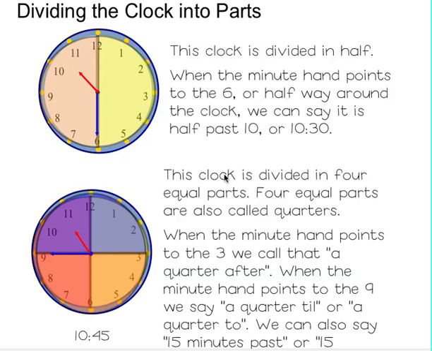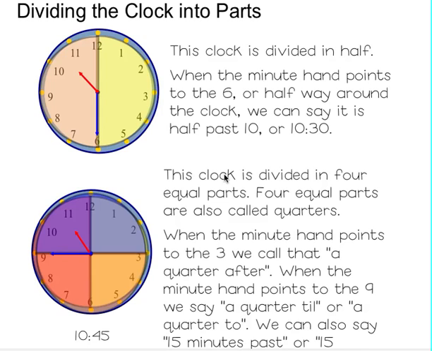Before and after the hour. When you look at this, the top clock on this page, the clock is divided in half. There's a yellow half and an orange half. When the minute hand, or the blue hand, points at the 6, that means the minutes are halfway around the clock. Since there are 60 minutes in an hour, that means 30 minutes have passed because 30 is half of 60.